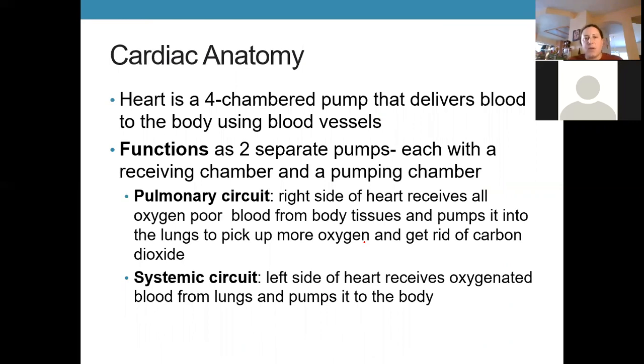So the heart itself is a four-chambered pump. And its job is literally to just deliver blood to the body, making use of blood vessels as its highways. It's actually two separate pumps that each have a receiving chamber and a pumping chamber. So the right side of the heart is what's called the pulmonary circuit. Its job is to pump blood into the lungs to get oxygen and then back to the heart to enter the left side, which is the systemic circuit. The systemic circuit pumps oxygenated blood out to the rest of the body and then delivers it back to the heart after it does give that oxygen and other nutrients up.